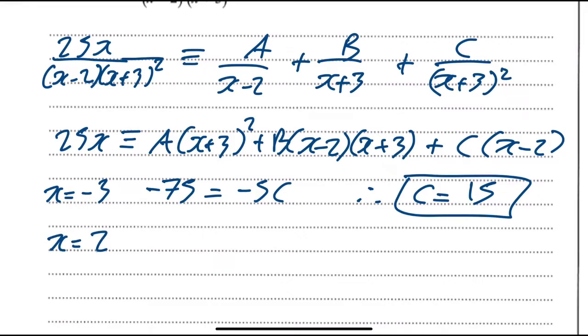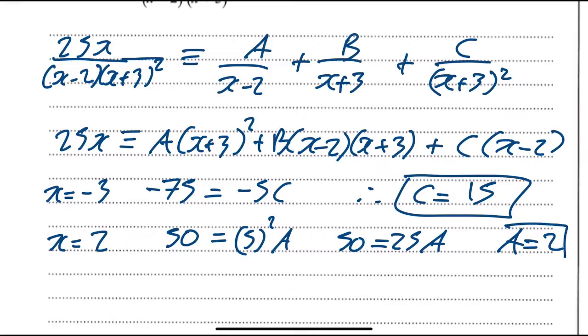Next one, put x equals 2 in, and then you will have 25 times 2 is 50. The first bracket then will become 5 squared times A, so that means 50 is equal to 25A, and again a wee bit of working out gives you A is equal to 2. And the last thing, you could put in any value and then just solve the equation to find it, but I like to just do a mixture of subbing and equating.